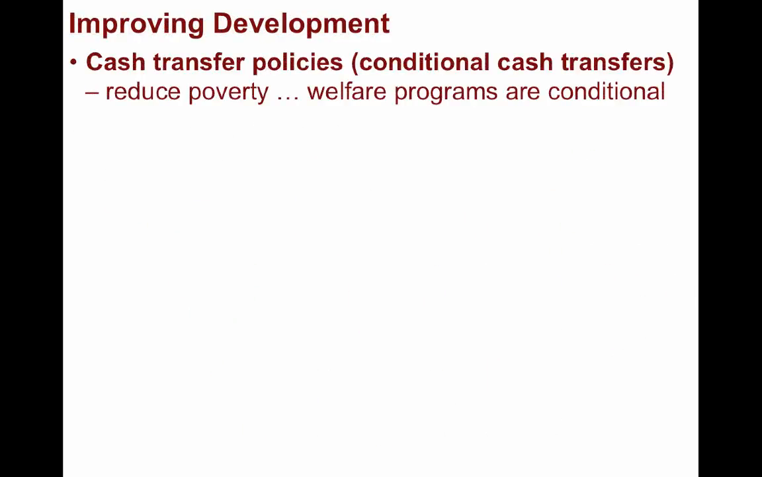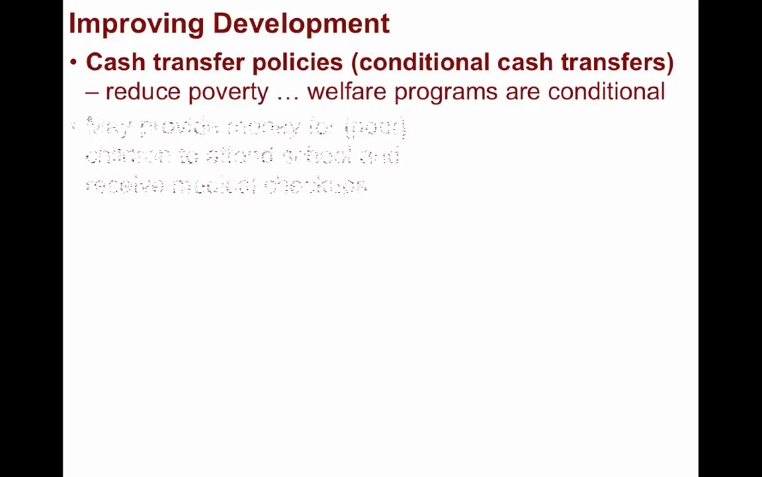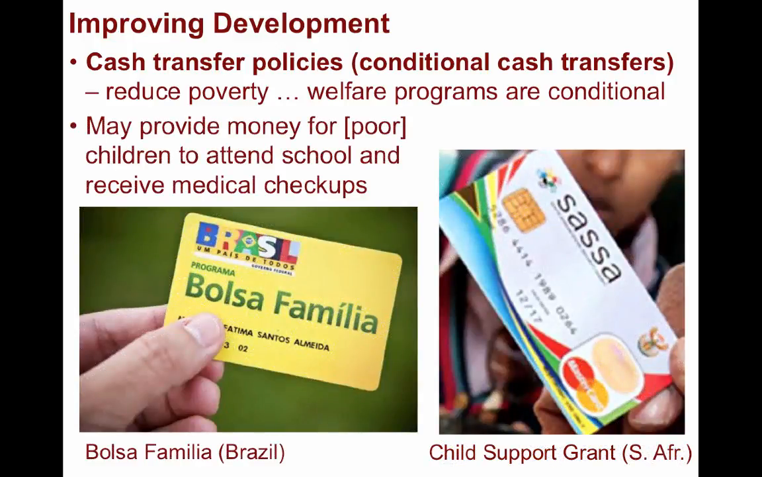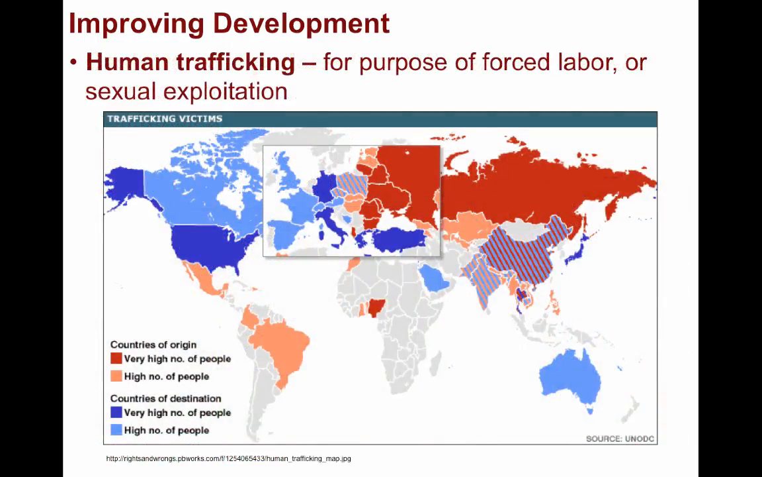This is the case with cash transfer policies, also known as conditional cash transfers, such as the Bolsa Familia program in Brazil and child support grants in South Africa. Programs like these attempt to reduce poverty by making welfare programs conditional upon the receiver's actions. For instance, sending their children to school and ensuring they receive regular medical checkups. Certainly there are many positives, however, the influx of new students makes it difficult to find enough quality teachers and overall education may suffer.